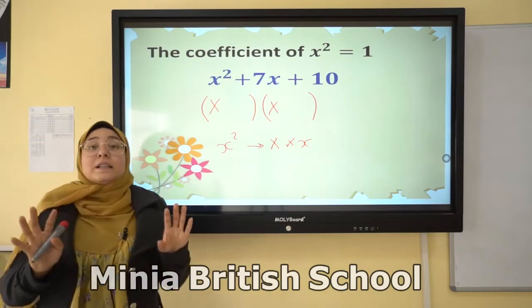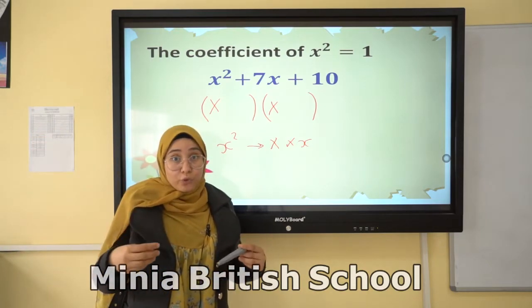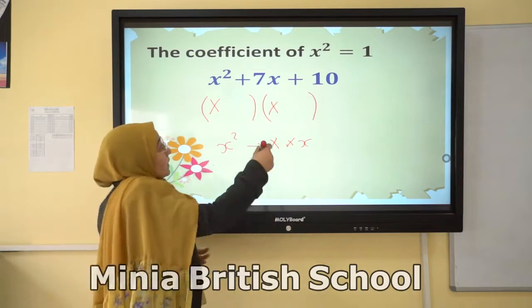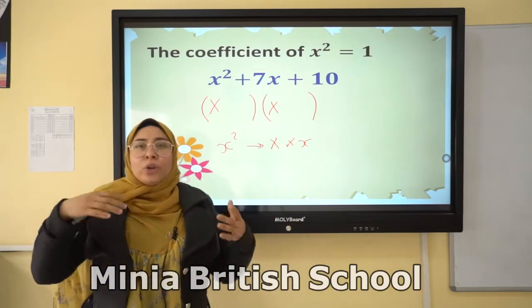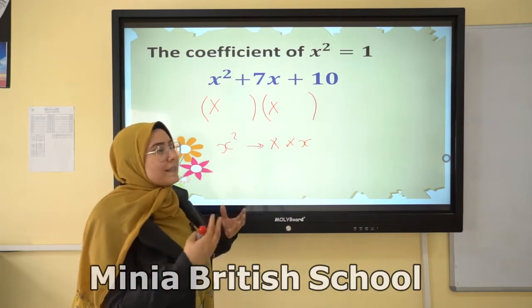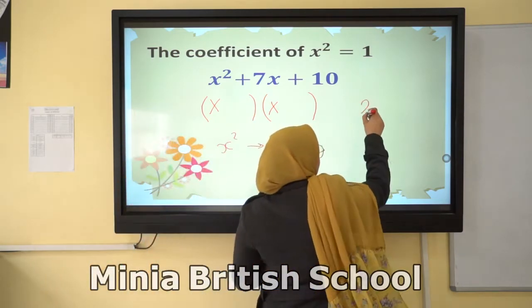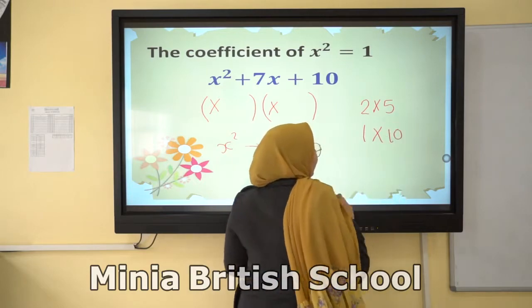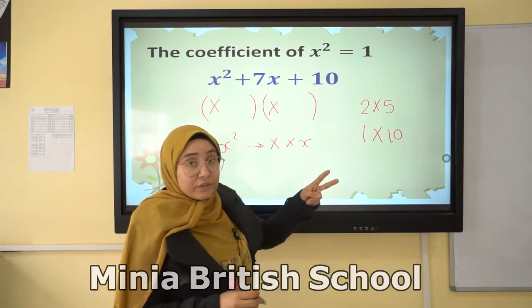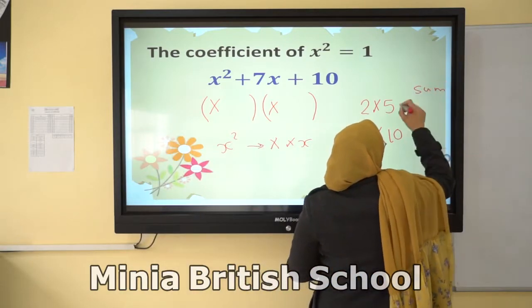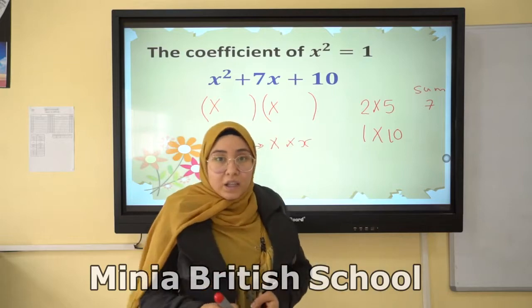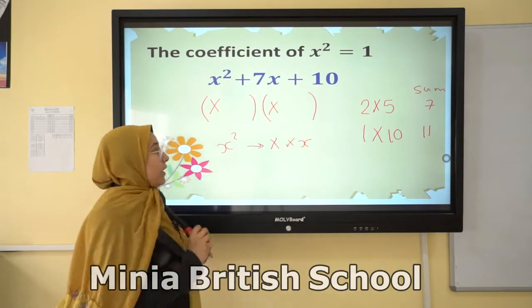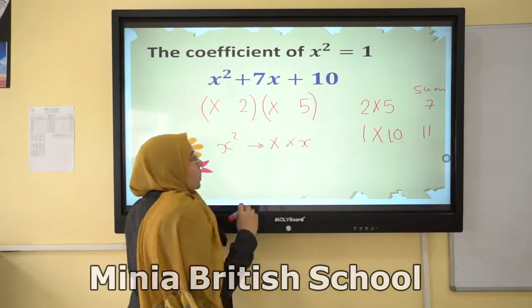Third step: search for two numbers whose product is 10 and at the same time their sum is 7. Okay. Now two numbers whose product equals 10: 2 times 5, and also 1 times 10. But the sum of 2 and 5 equals 7, while 1 plus 10 equals 11. So I will take the two numbers 2 and 5, okay? So I write 2 here and 5 here, okay?